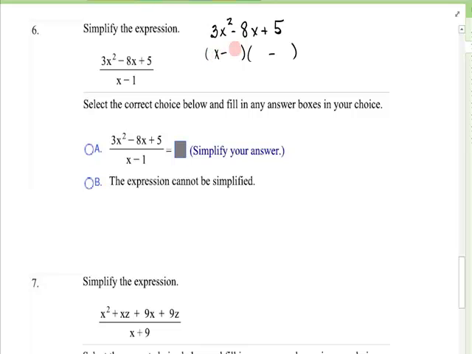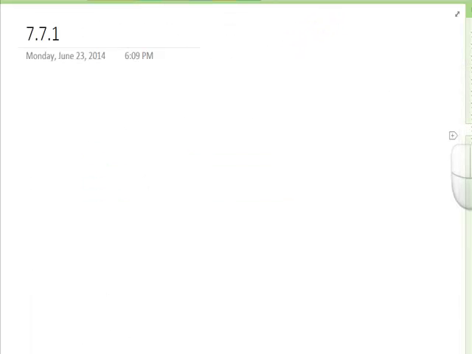I know I need an x and an x. 3, you only have a choice of 1 and 3. 5, you only have a choice of 1 and 5.